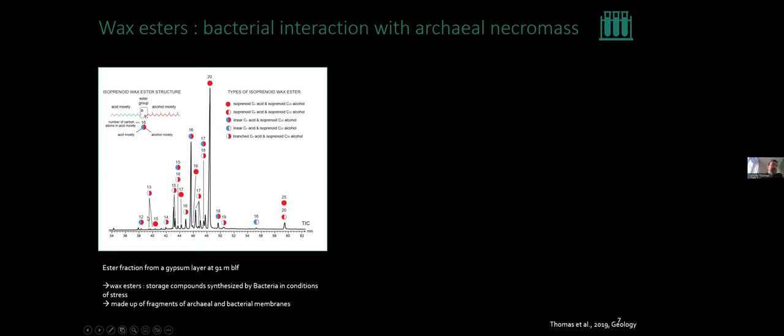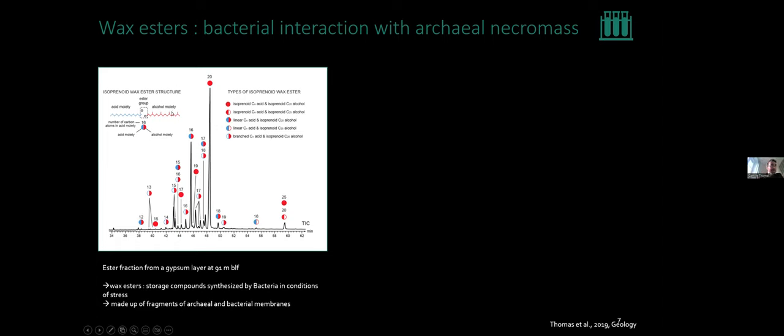I'm showing you a chromatogram showing one specific type of biomarkers. They are called wax esters. Wax esters are storage compounds that are synthesized by bacteria, so the blue one, in conditions of stress. In general, you don't find them deep in sediments. You find them in shallow sediments. This is the first time they've been found so deep in the environment. And they have a specific structure in the Dead Sea.